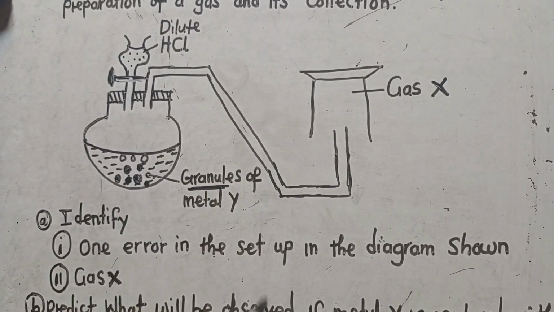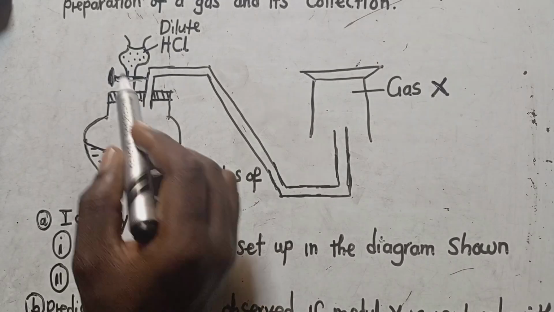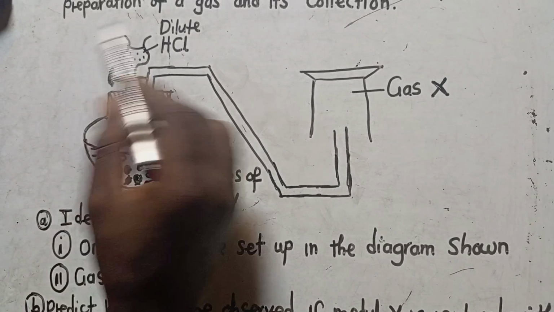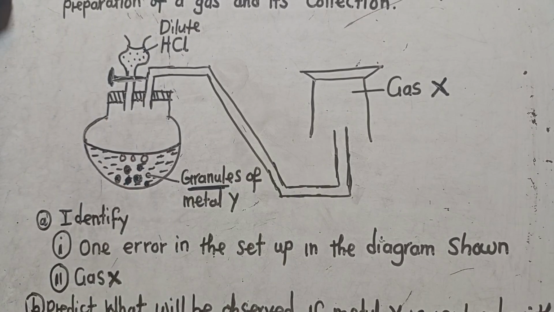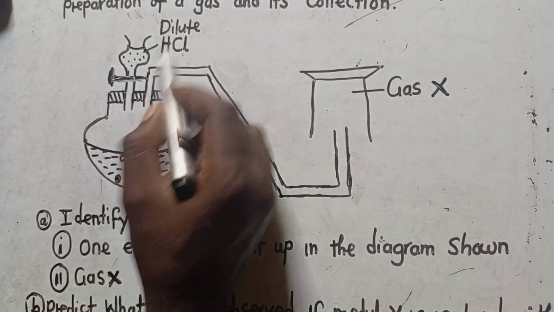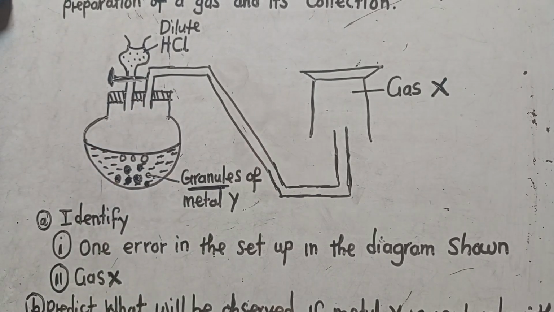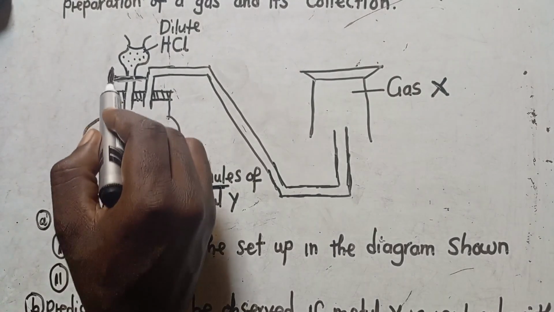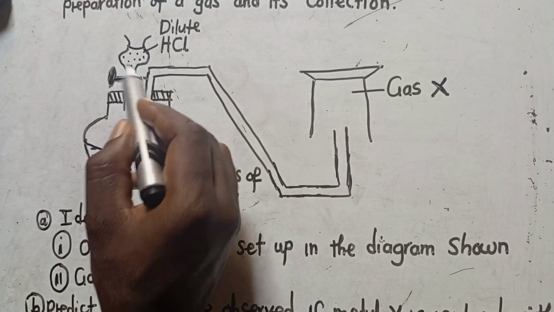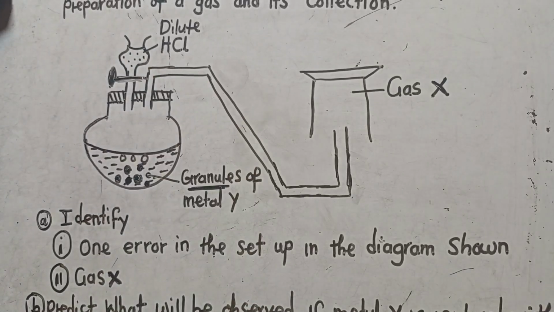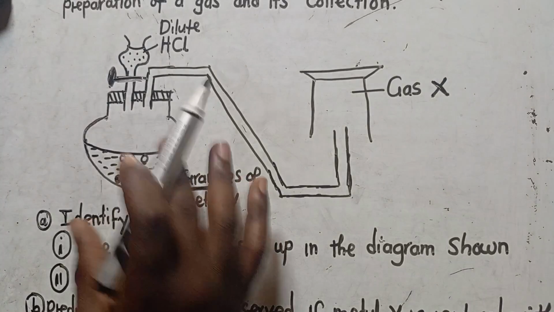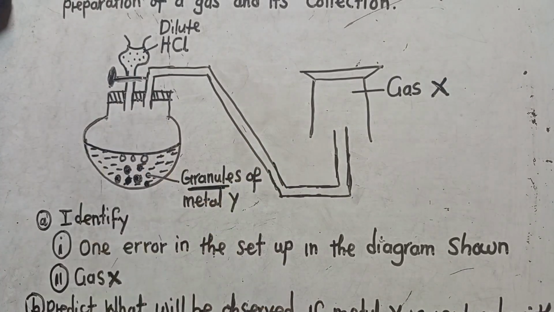So how do you answer this particular question? You tell them a tap is missing. This top is where we've got the reactants that are reacting. So you say the tap is missing on the thistle funnel, which is above the reacting substances. We are supposed to have a tap somewhere there. That is one error that we've seen.